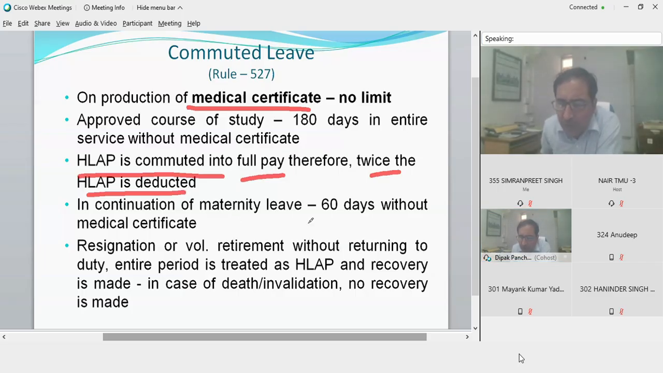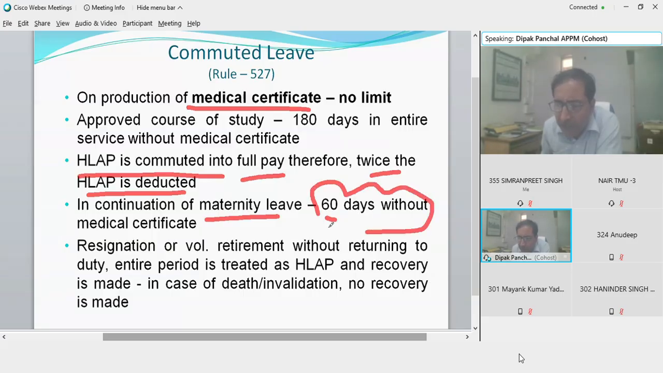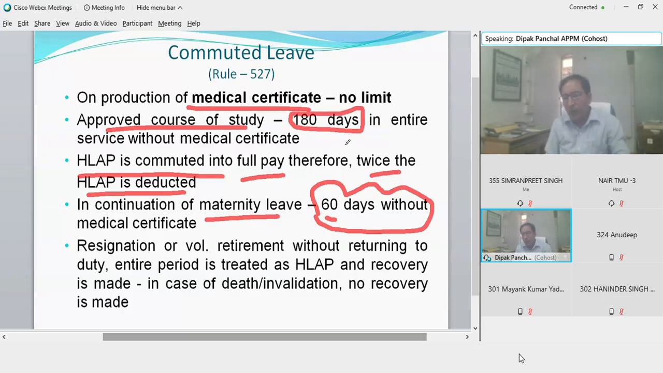Apart from sick leave, commuted leave can be availed on two more occasions. One is in continuation of maternity leave, up to 60 days without medical certificate can be availed by a woman railway employee, and to undergo any approved course of study up to 6 months or 180 days can be availed without production of medical certificate.